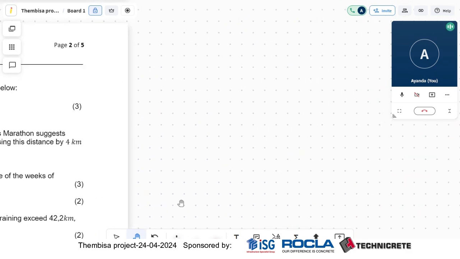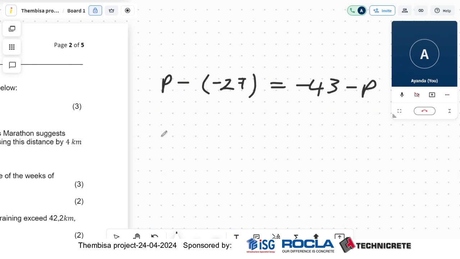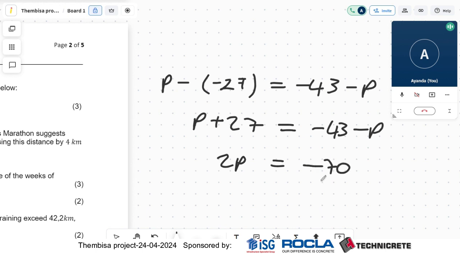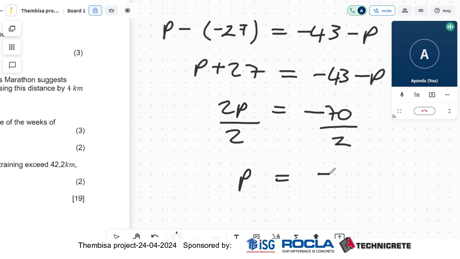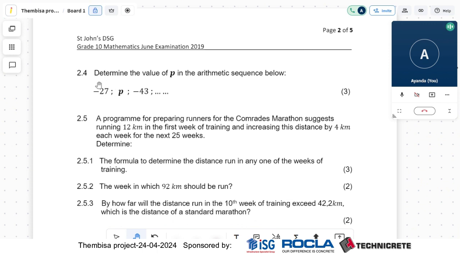So we can create an equation. p minus negative 27 is equal to negative 43 minus p. A negative times a negative is a positive, so p plus 27 is equal to negative 43 minus p. If we take the 27 to the other side and bring the negative p to the left-hand side, we're left with 2p is equal to negative 70. If we divide both sides by 2, we find that p is equal to negative 35. And negative 35 is right in between negative 27 and negative 43. So we can be confident that our answer is right.